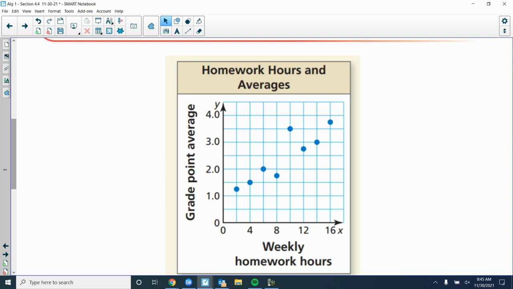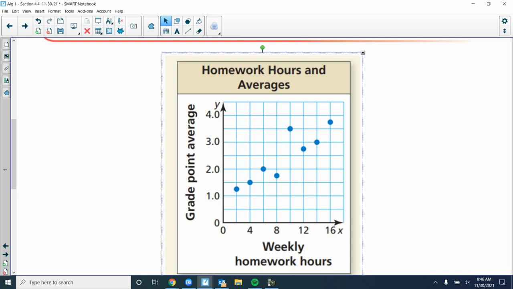But right here, this is a case. Weekly homework hours, grade point average. So this person does homework 4 hours a week, has a 1.5 grade point average. This person does homework 2 hours a week, has a 1.25 grade point average. Okay, over here, this person does 16 hours of homework and has a 3.75 average.